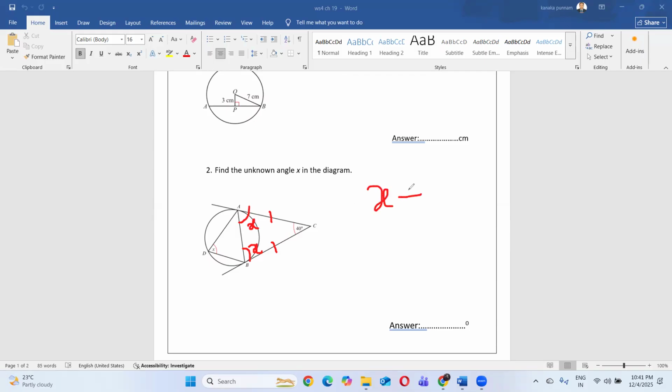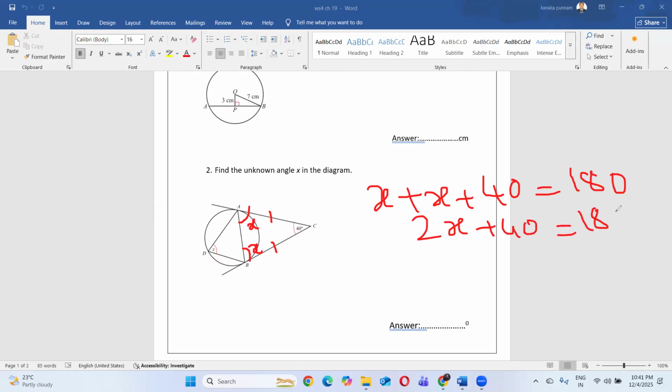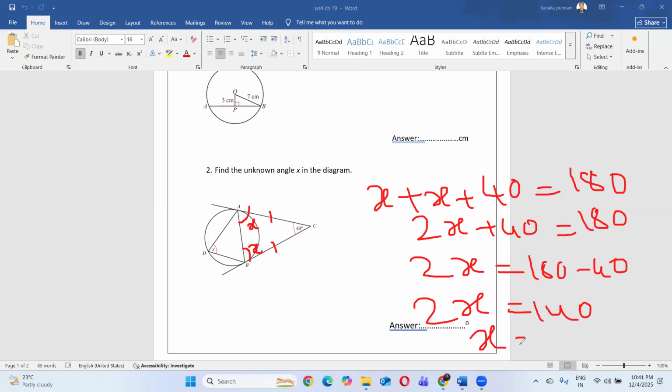Okay. So let's find out what is X. So all the angles in a triangle equal to 180. So 2x plus 40 is equal to 180. 2x is equal to 180 minus 40. So 2x is equal to 140. X is equal to 140 divided by 2. So it will be 70. So how much you got X value? You got 70. So right here, you got 70 here and you got 70 here.